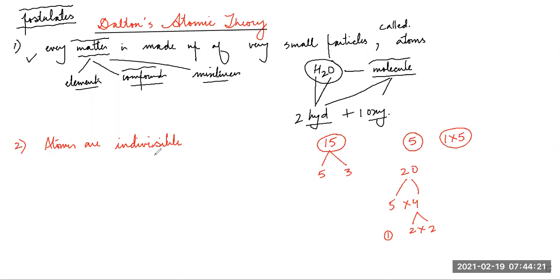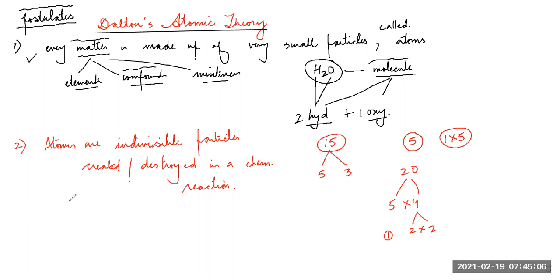He says atoms cannot be further divided. That's what Dalton said. These are indivisible particles which can neither be created nor be destroyed in a chemical reaction. So, students, Dalton's postulates help us to explain the laws of chemical combination.